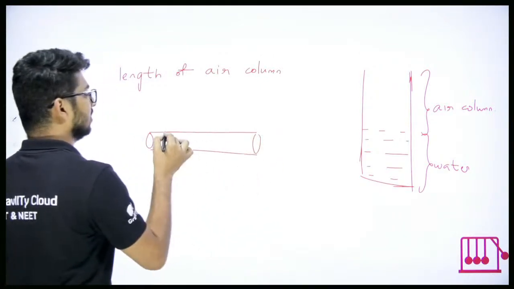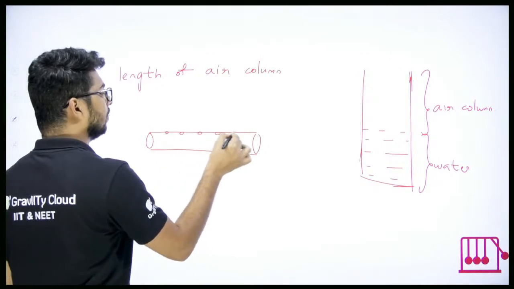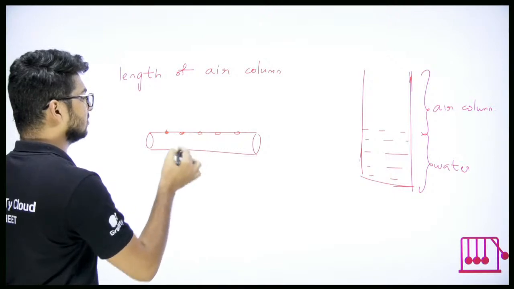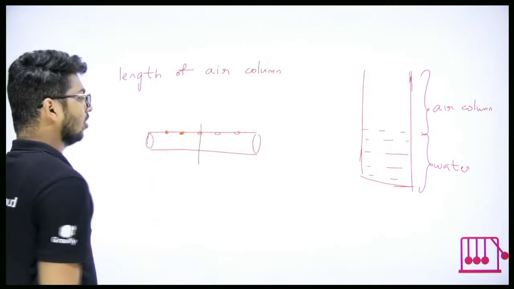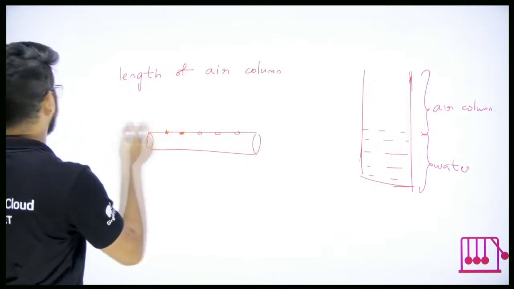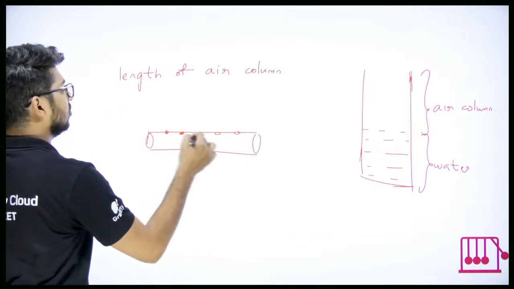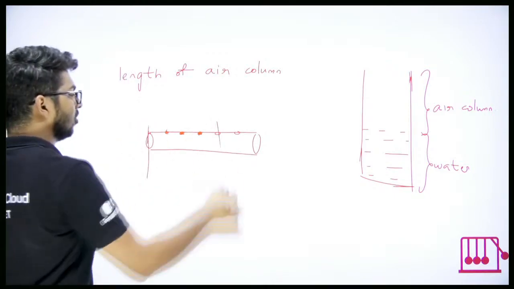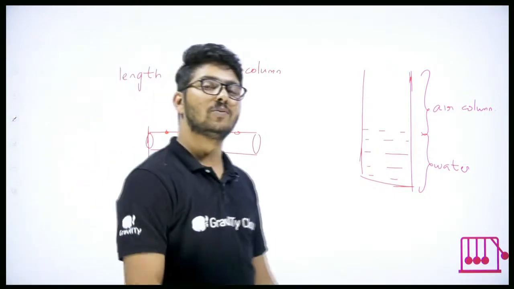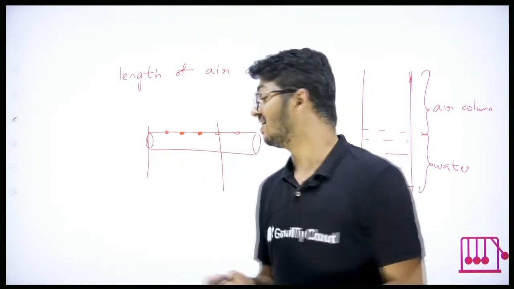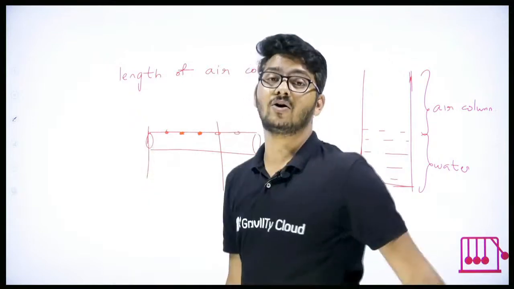I'll just draw a random figure. These are holes. Holes are openings. If these two are closed and this is open, the length of air column is this. Yes or no? But even if this is also closed and that one is open, the length of air column is this. Right? So based on the holes that you open and close, what is changing? The length of the air column changes.